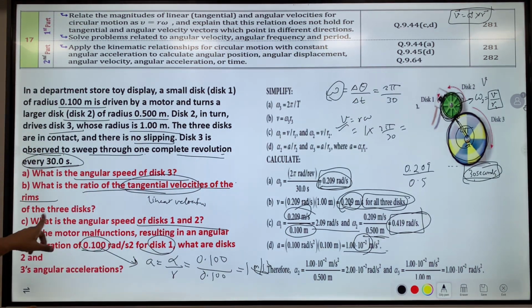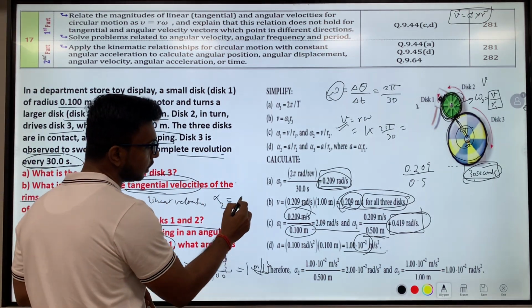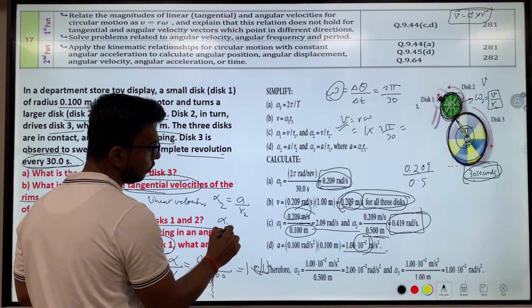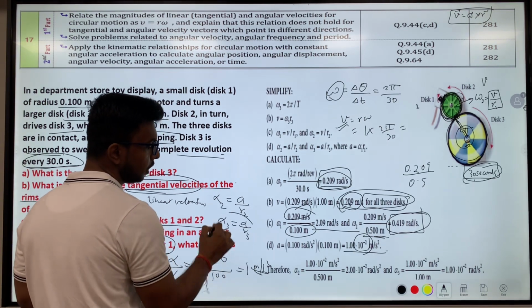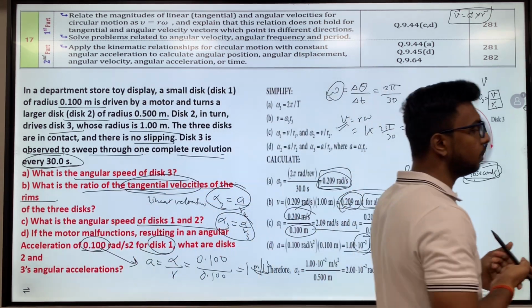Now a for all the other discs will also be same. So if I need to find out alpha for the second disc, that will be a by R2, and alpha for the third disc, that will be a by R3. When they are attached, their linear speeds and linear accelerations are same.